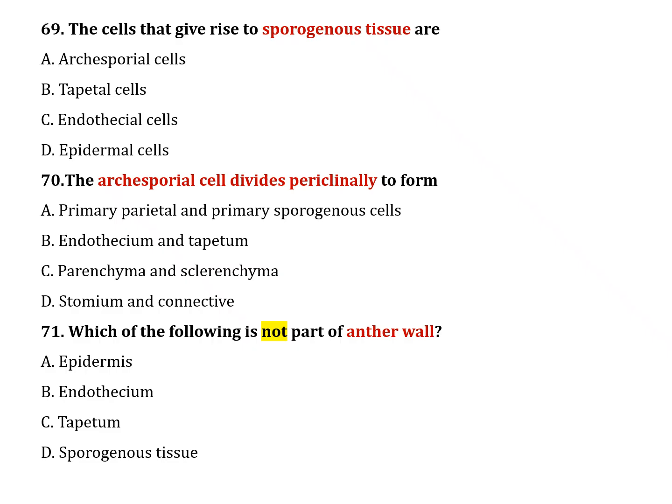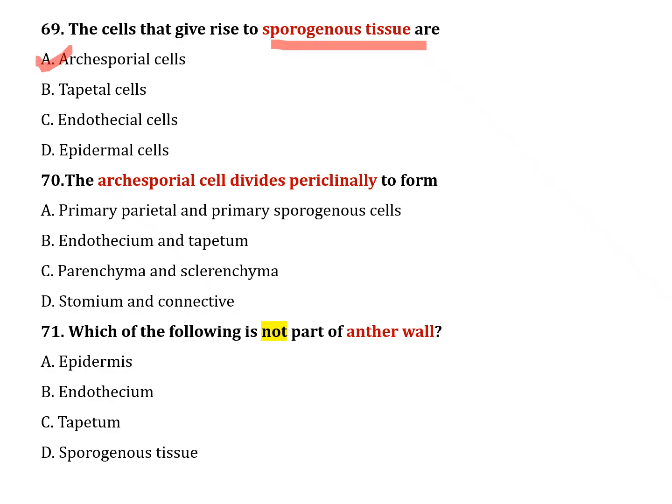The next question, number 69. The cells that give rise to sporogenous tissue are: option A, archesporial cells; option B, tapetal cells; option C, endothelial cells; option D, epidermal cells. The correct answer is option A, archesporial cells.